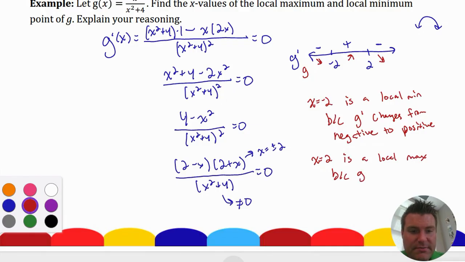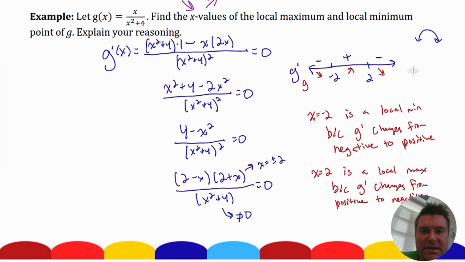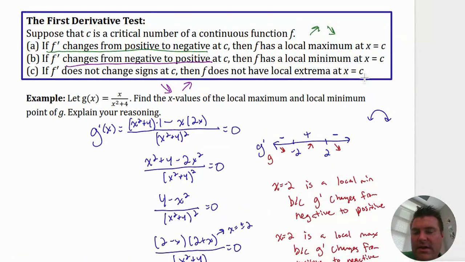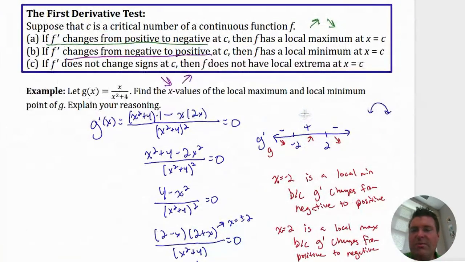because g prime changes from positive to negative. It's super important to justify, and this is how you're going to get your max points when you take the AP exam. So make sure that we are memorizing our tests here. Make sure that we memorize our increasing, decreasing, what that means. That's super important so you can justify everything. Make sure that we memorize our first derivative test so that, again, we can justify everything super easily.